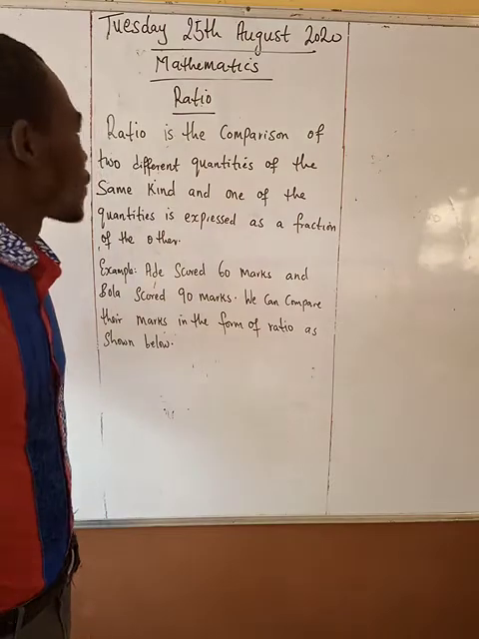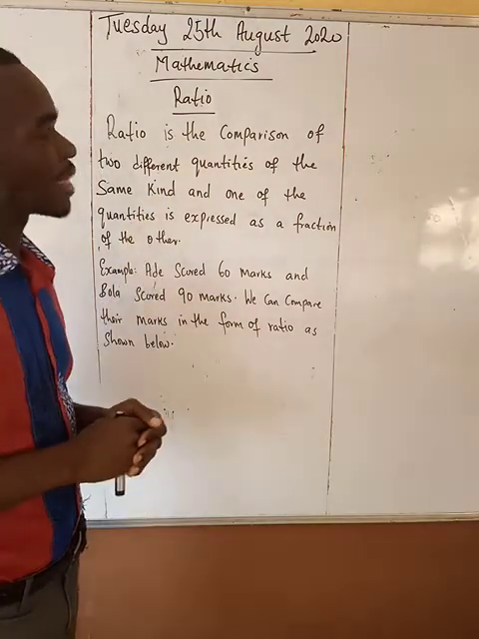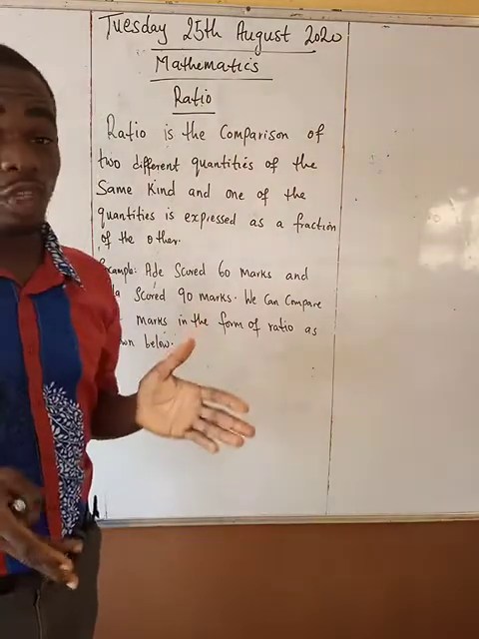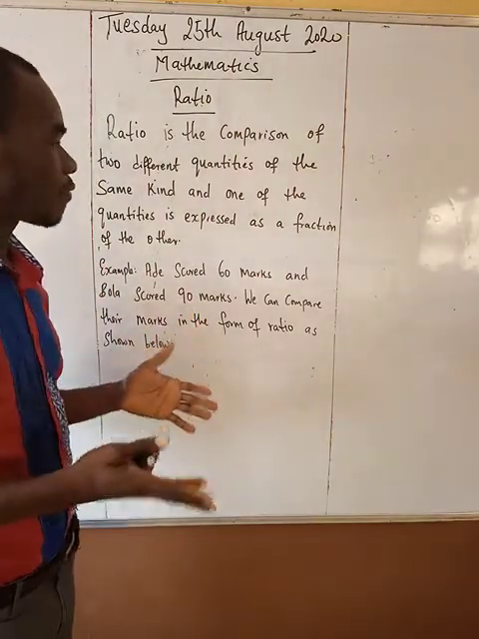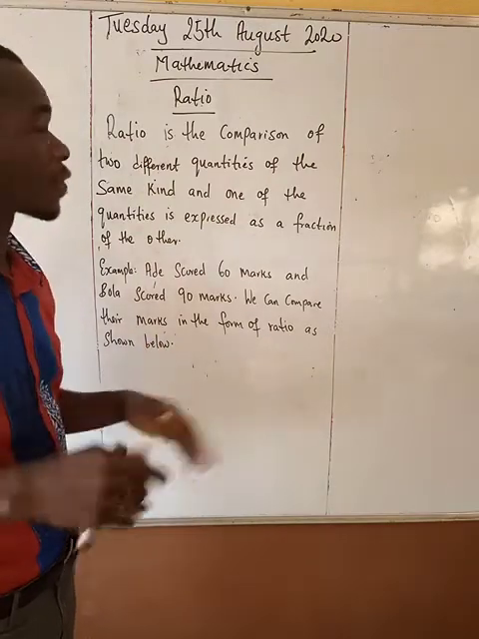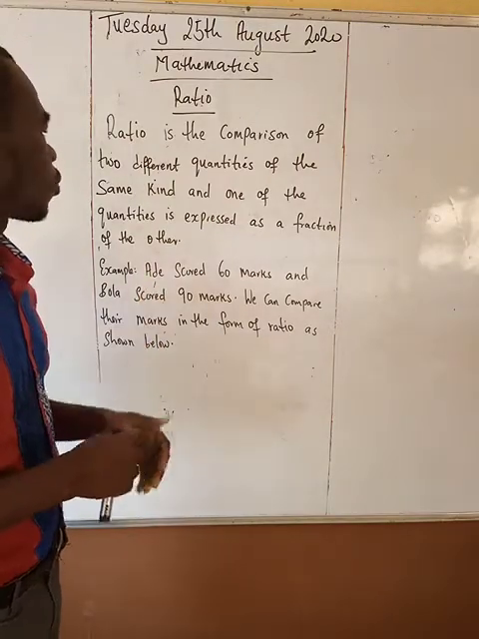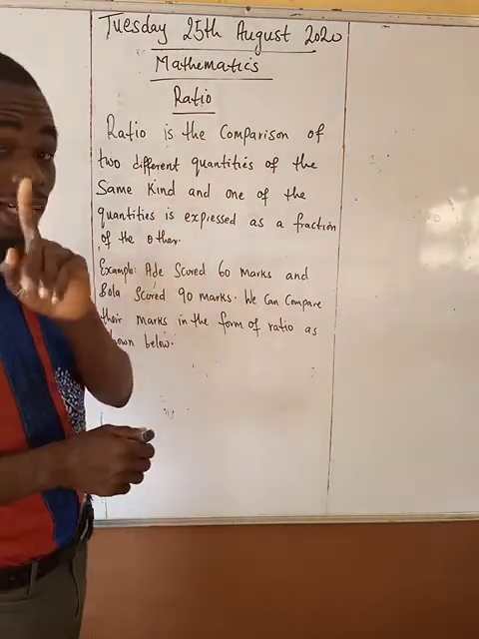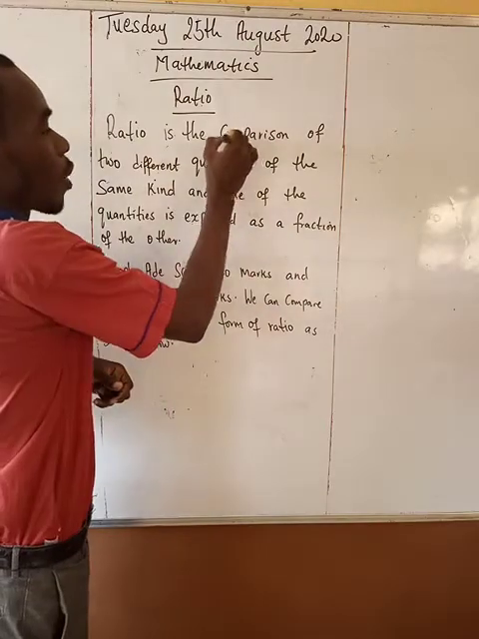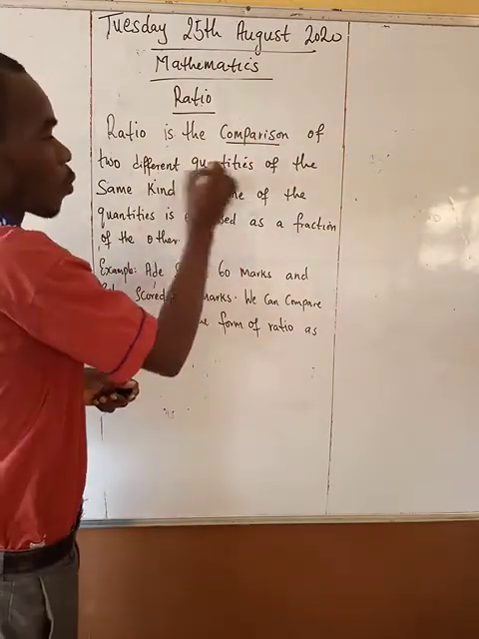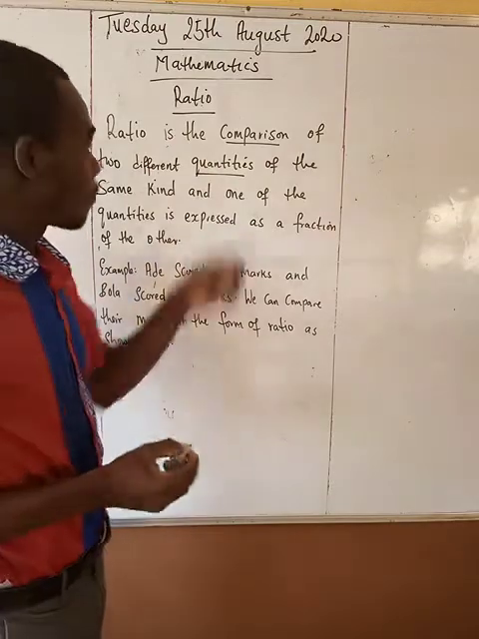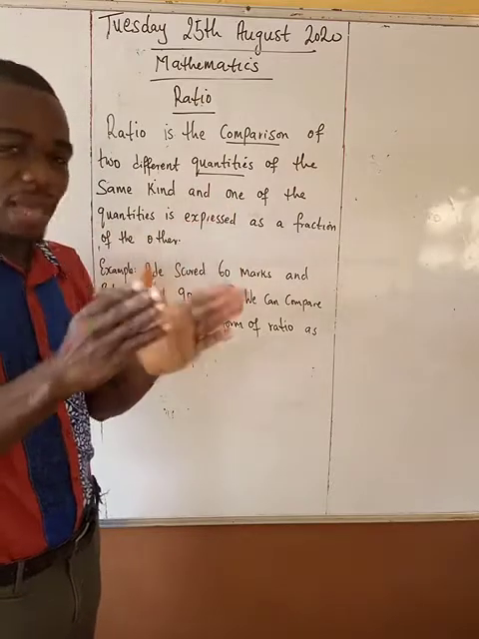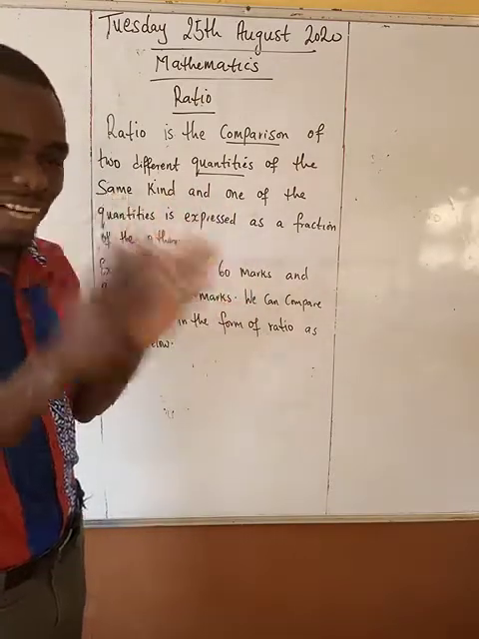Alright, so I want to take my time today to explain this topic, ratio. I've come to understand that this is one of the topics that students usually find very difficult, but it's actually very easy. First of all, what is ratio? When we are trying to explain ratio, there are key words you have to look out for: comparison and quantities. Comparison and what? Quantities. These are the two terms we have to try to understand.